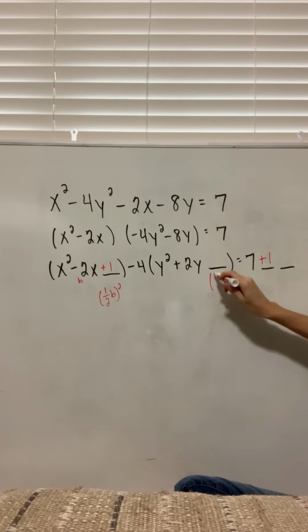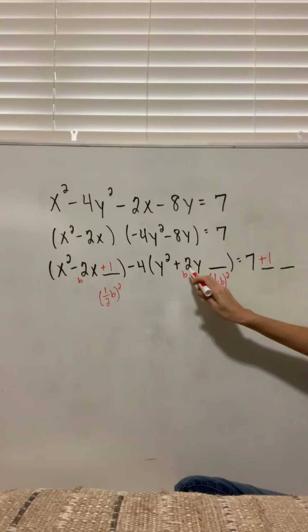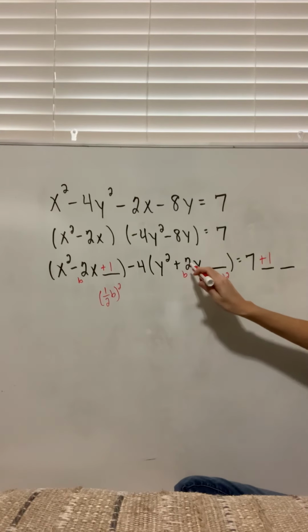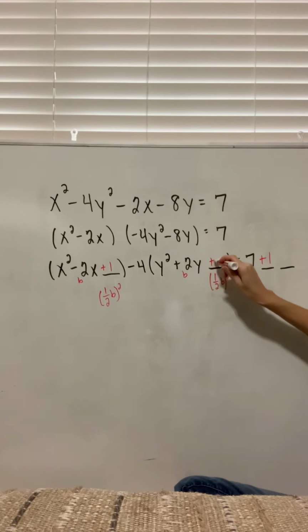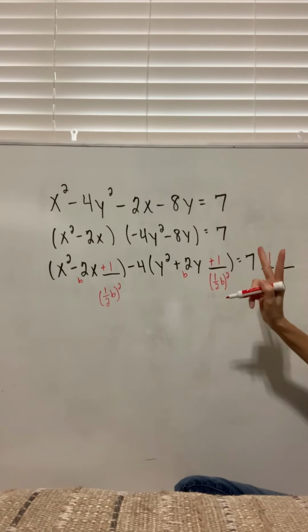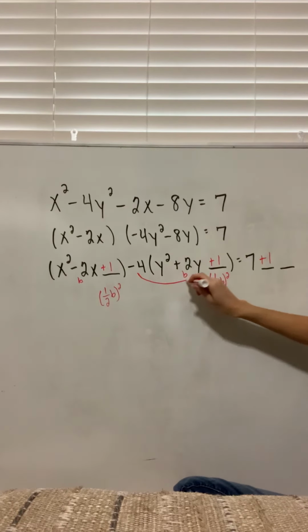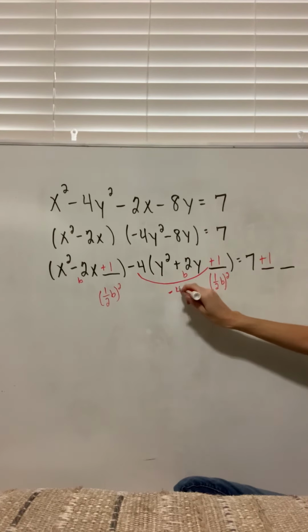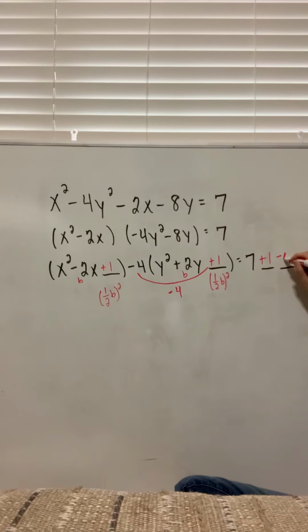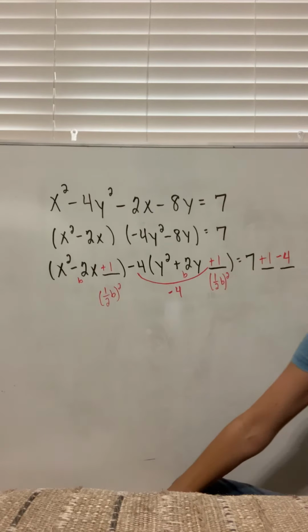For the y's, we're also going to take half of b and square it. This time the b value is 2. So half of 2 is 1. 1 squared is 1. But again, this is where we have to be careful. This is not really a value of 1, because really this is -4 times 1, which is -4. And that's what goes out here to the right side. So you just have to be careful when you have that coefficient in front of the trinomial.